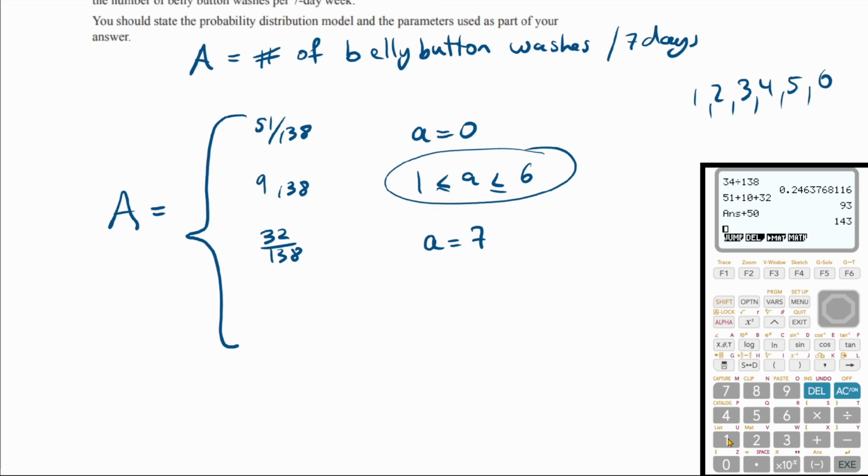If we say that there's 9, so what would that mean? That would mean we have 51 plus 6 times 9 plus 32. Now we have 137. So we're missing 1. Maybe we got the number incorrect for this one here. Maybe that is 33. And now we would have a total of probability 1.